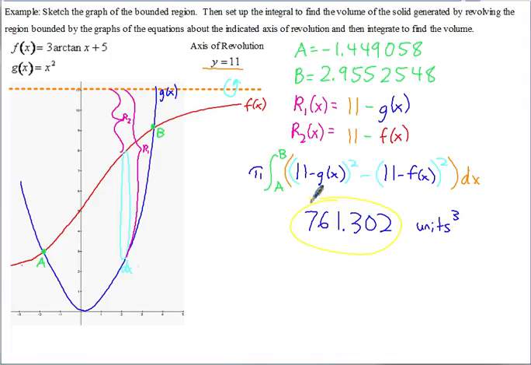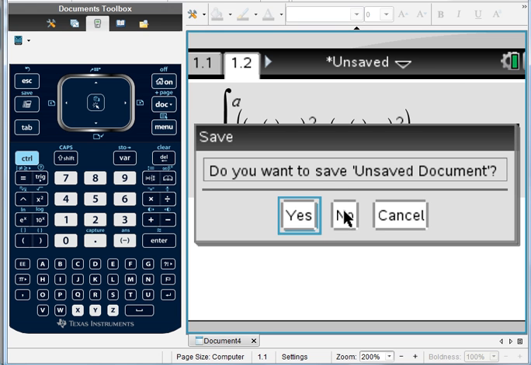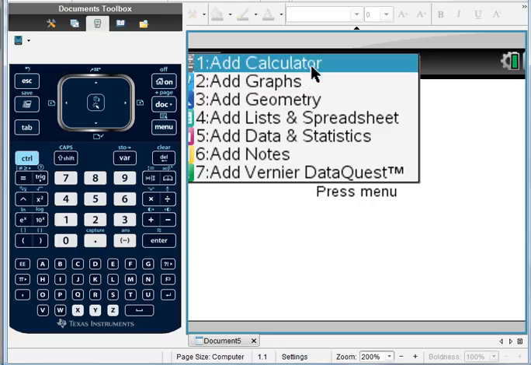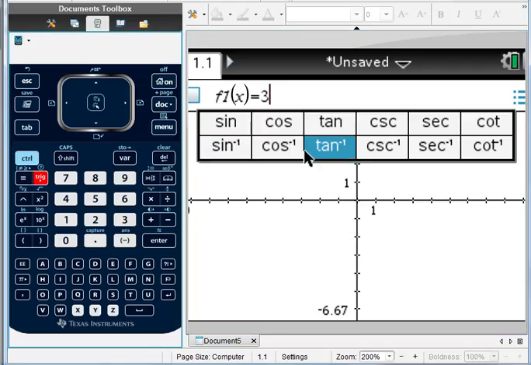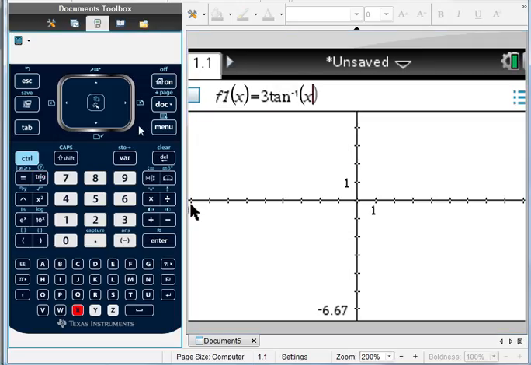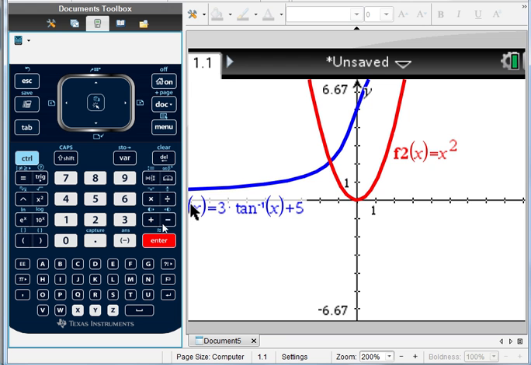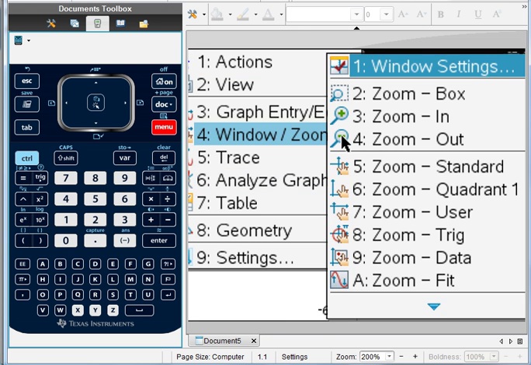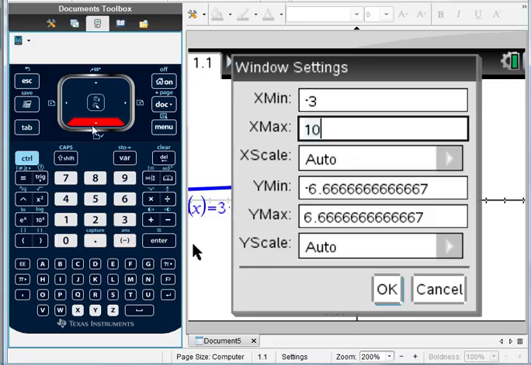All right, let's look at the same thing on the Inspire now. So on the Inspire, again, I'm just going to make a new document. I'm not going to save the old one here. You can if you want to come back to it later. And then add graphs first. So I'll type these in first. We've got 3 arctangent, which remember is the same as tangent with a -1 on your calculator, of x plus 5, and then x squared. And again, I'm changing my window size, so menu, analyze graph, window, zoom window settings. Make it -3 for the x minimum to 5 for the x maximum, y minimum -1, maximum 11.